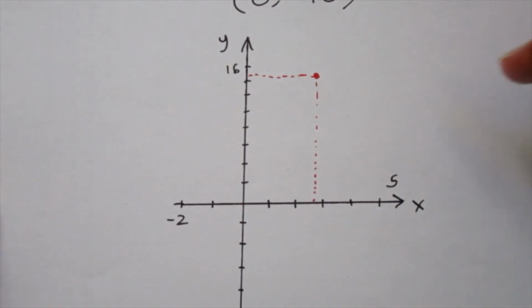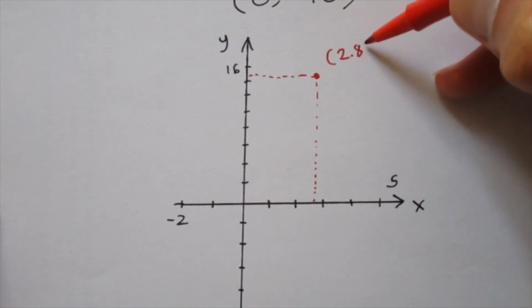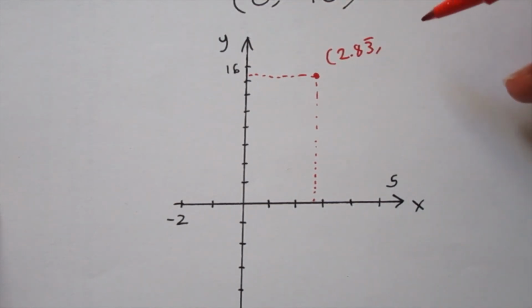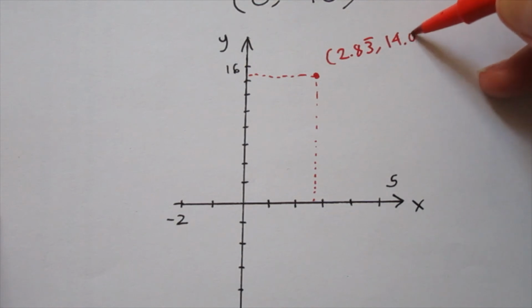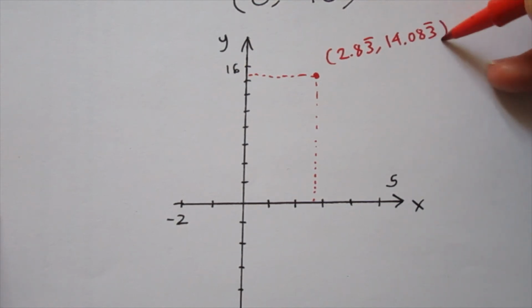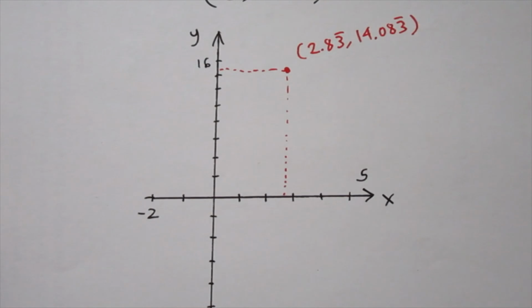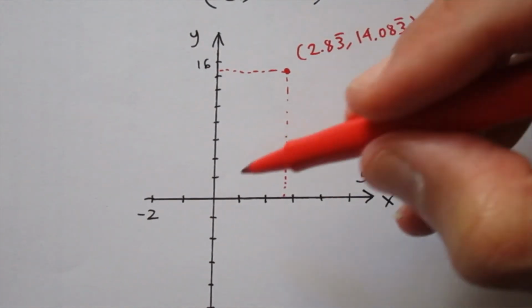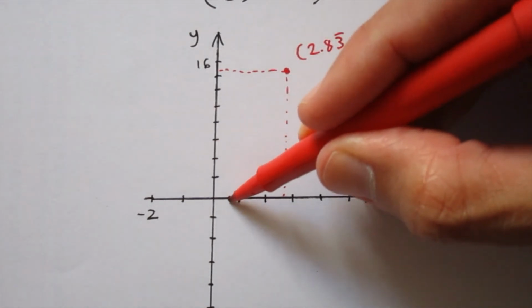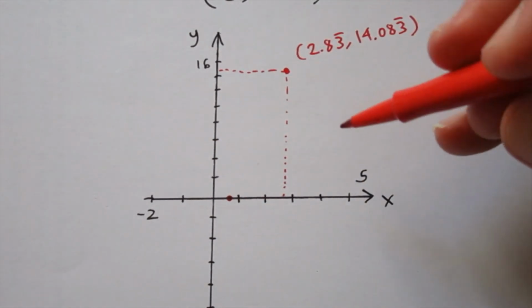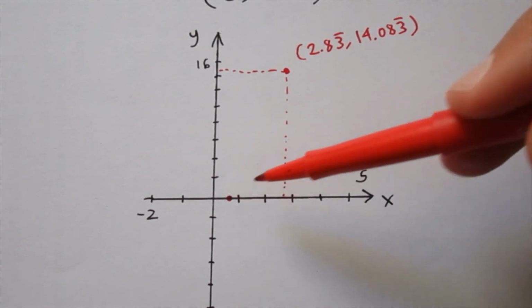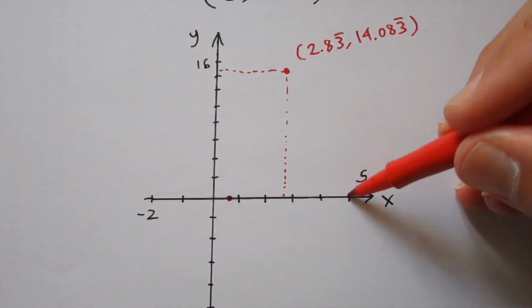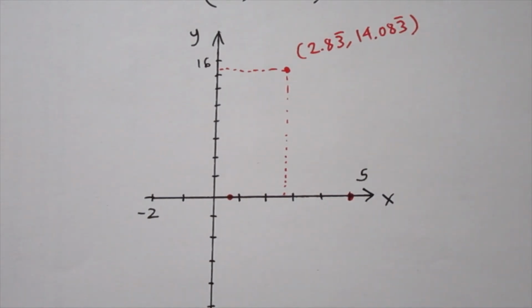Remember I found the vertex a long time ago? 2.83 with a repeater bar above the 3, and 14.083 with a repeater bar above the 3 was the y-coordinate. So that's the vertex. I know that it opens down because the lead coefficient was negative. The x-intercepts were 2/3 comma 0, so that's approximately here, and the other one was 5 comma 0. So this is 1, 2, 3, 4, 5. Here's 5 right here. So that's 3 points right there.